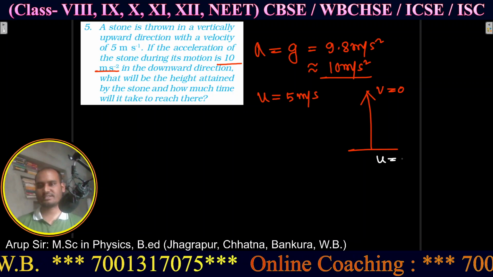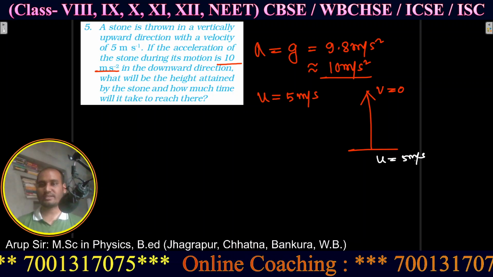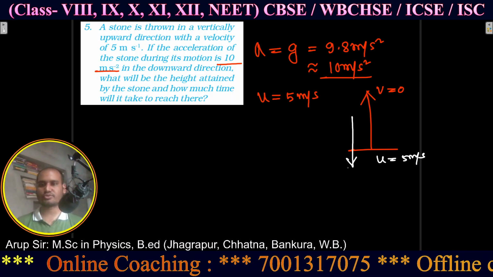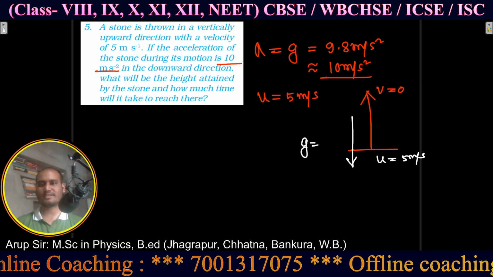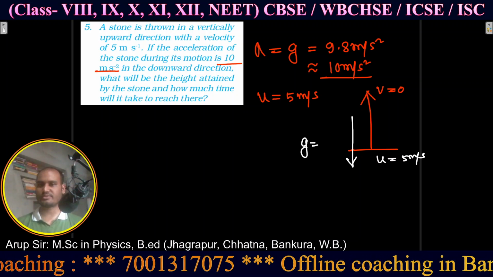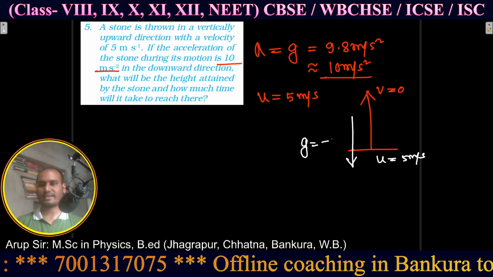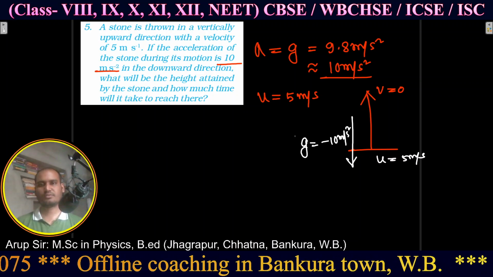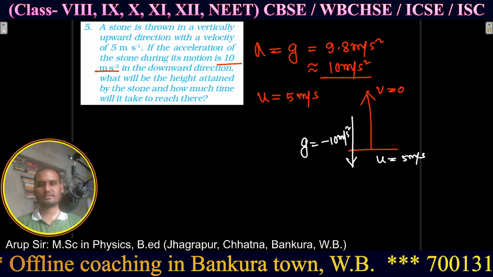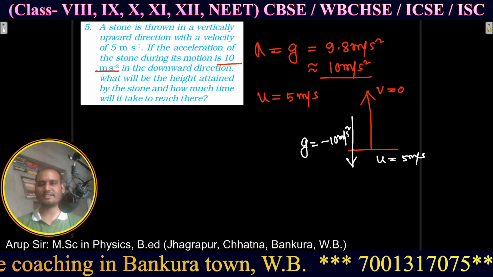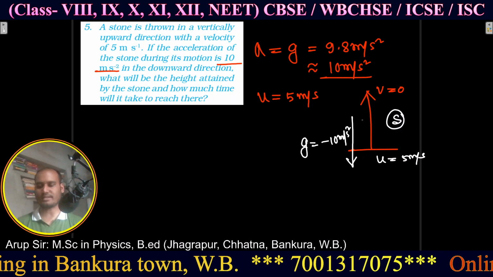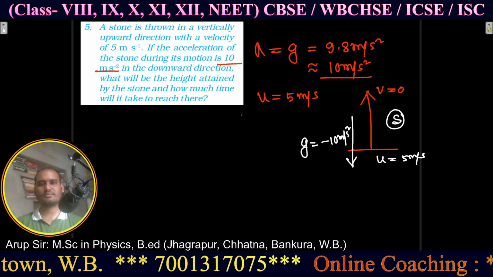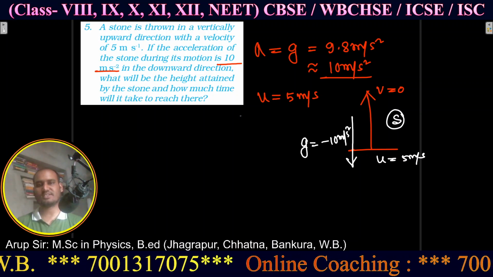Initial velocity, initially it is 5 meter per second. Now it is moving upward, and gravity, means earth is pulling down, so gravity is acting downward, trying to decrease its velocity, means g is minus 10 meter per second square. Okay, now what is the question? What will be the height attained? Height attained means actually displacement, how much displacement it is moving, we have to find out, and how much time it will take to reach there.